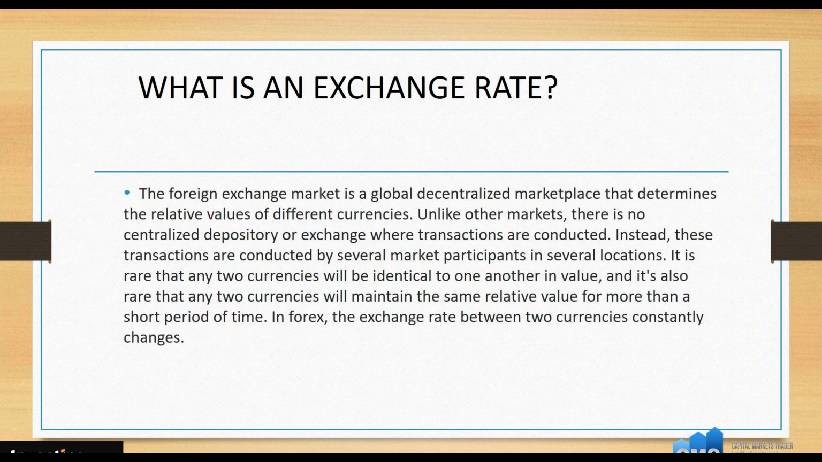So, a foreign exchange market is a globally decentralized marketplace that determines the relative value of different currencies. Unlike other markets, there is no centralized depository exchange. Instead, these transactions are conducted by several market participants in different locations. It is rare that any two currencies will be identical to one another in value. And it's also rare that any two currencies will remain the same relative value for more than a very, very short period of time.